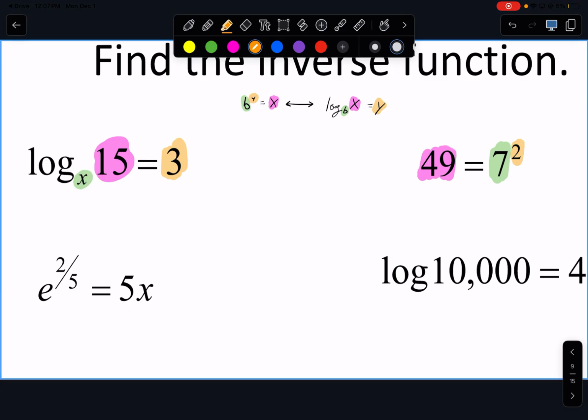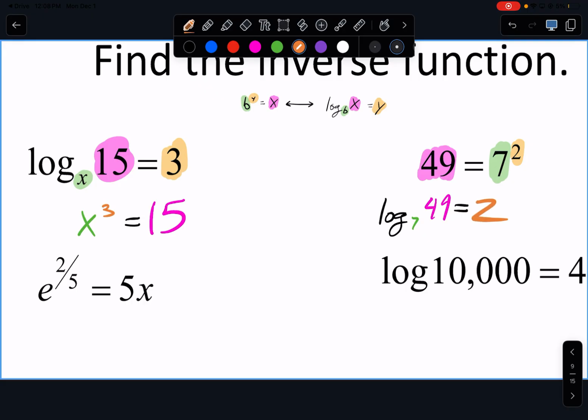So we're just rewriting them. So when it says find the inverse function, remember that logs are the inverse of exponential. Exponential are the inverse of logs. So we're going to just write it into the other form. So the one on the right is going to be x cubed equals 15. The one on the right, we're going to write log 7 of 49 equals 2.